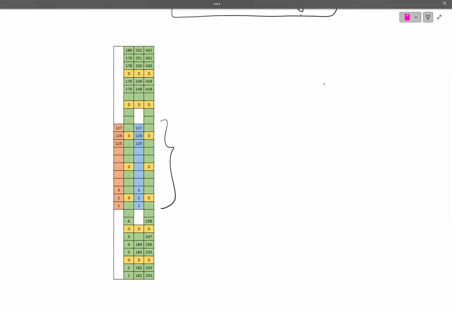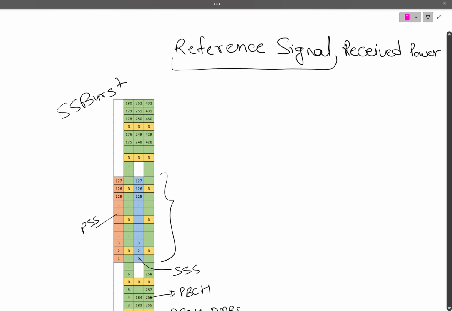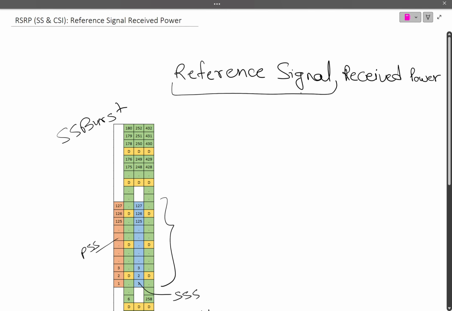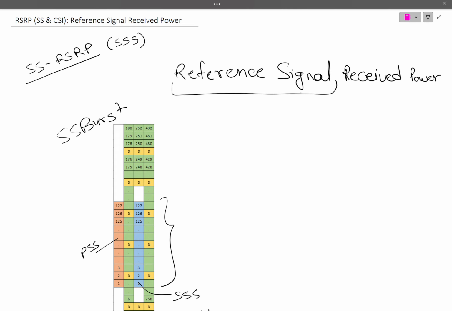As we have seen in the SS burst, we have PSS, SSS, PBCH and PBCH DMRS. So there are two different RSRPs. One is calculated from SSB, known as SS-RSRP, basically calculated from SSS. The other one is CSI-RSRP, calculated from CSI-RS reference signals.